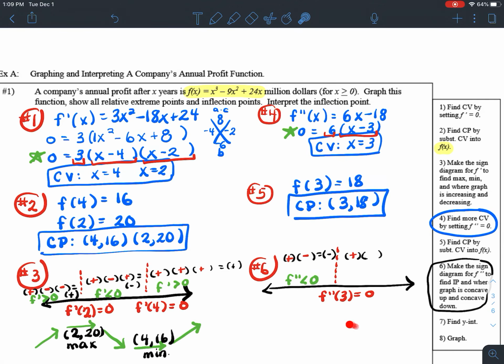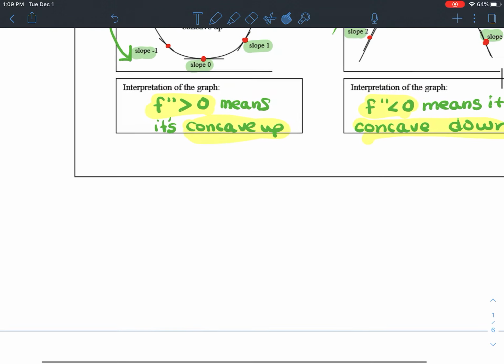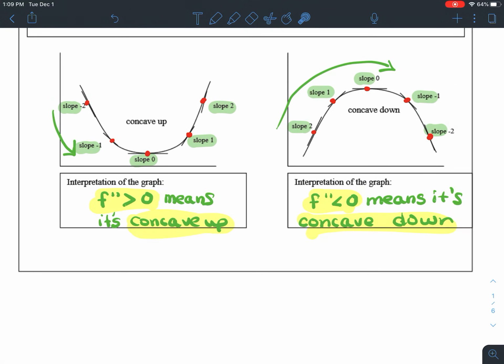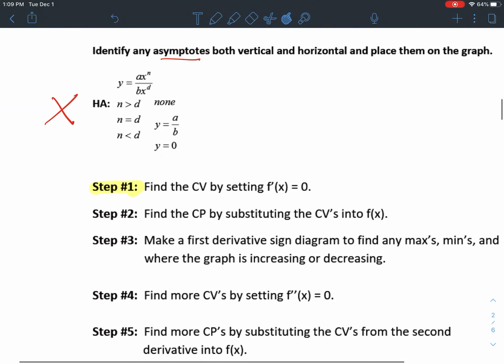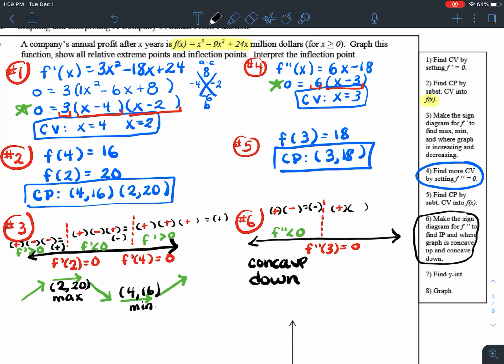Now, I'm not drawing arrows here, okay? This is the part that's a little bit different on this. Do not draw an arrow down. Okay, I'm going to flip back to this front page here in the notes. Remember what we said. If your second derivative is less than 0, what does that tell you? It tells you the graph is concave down if it's less than 0. So what I want you to write on this sign diagram is I want you to write concave down. Okay, write concave down.